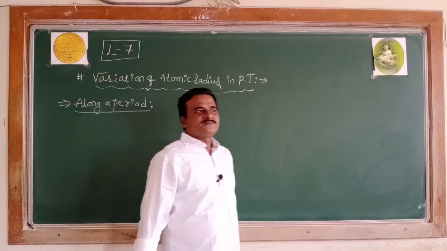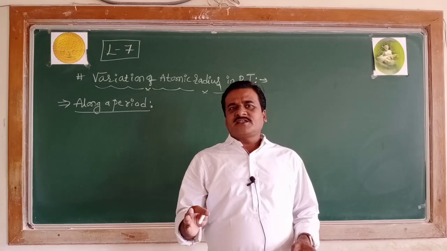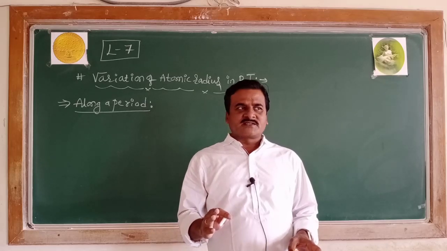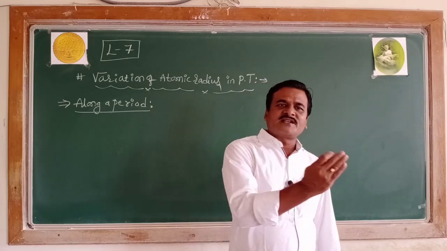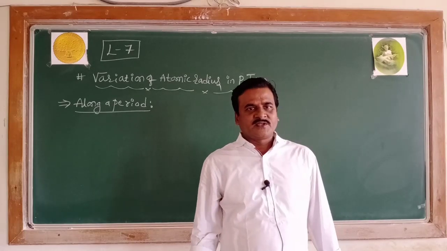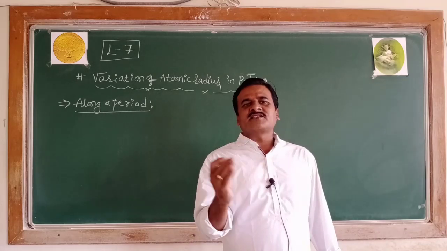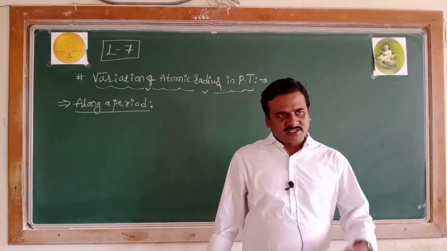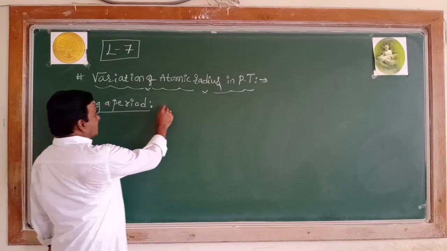Well students, for your kind information, generally the atomic radius of elements in a period decreases on moving from left to right in the periodic table. It decreases generally in a period on moving from left to right. It is because of two reasons.